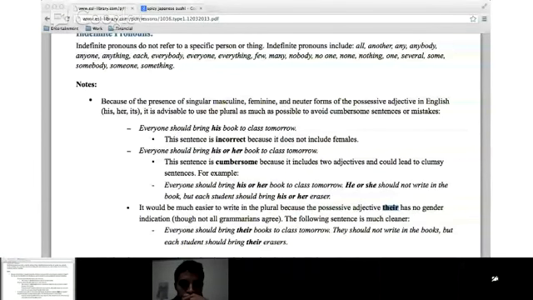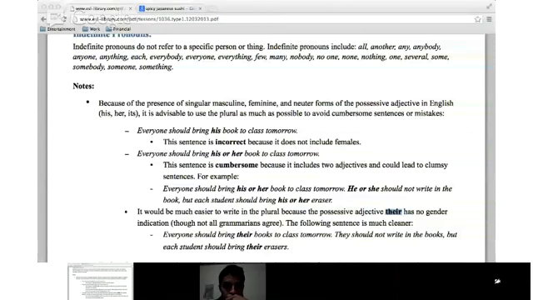Shada, do you have a question? Yes, I'm not clear on what it means that the sentence is cumbersome. Cumbersome means something that is uncomfortable. It's usually big and uncomfortable. That's what the word cumbersome means.